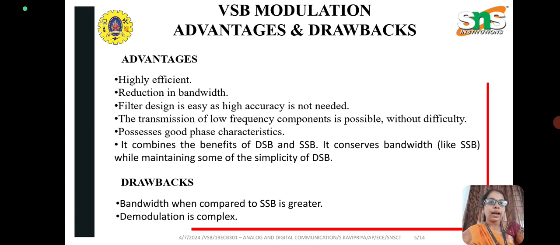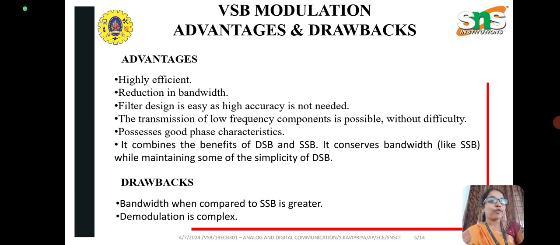So what are the advantages and drawbacks of this VSB? It is highly efficient. It results in a reduction in bandwidth. Filter design is easy as high accuracy is not required. And the transmission of low frequency components is possible without any difficulty. It possesses good phase characteristics.